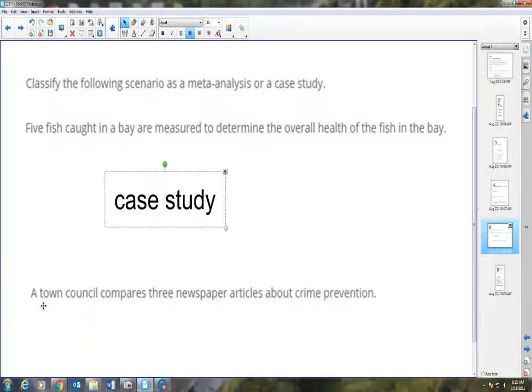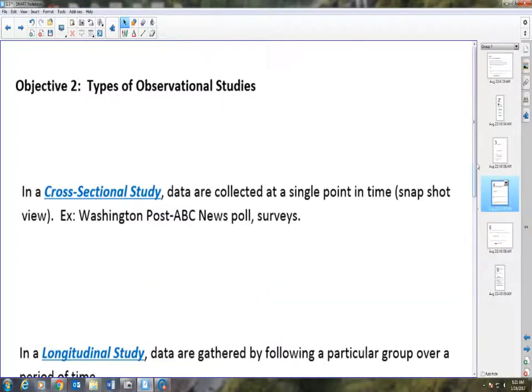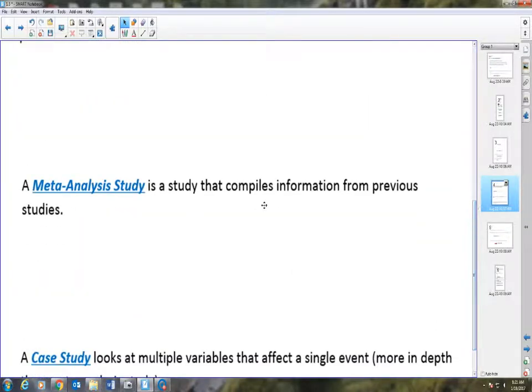All right, so this one right here, let me kind of show you the difference. A town council compares 3 newspaper articles about crime prevention. So they are looking at other people's study and trying to draw a conclusion. Using other people's previous data, that's meta-analysis. Because meta-analysis says it's a study that compiles information from previous studies.